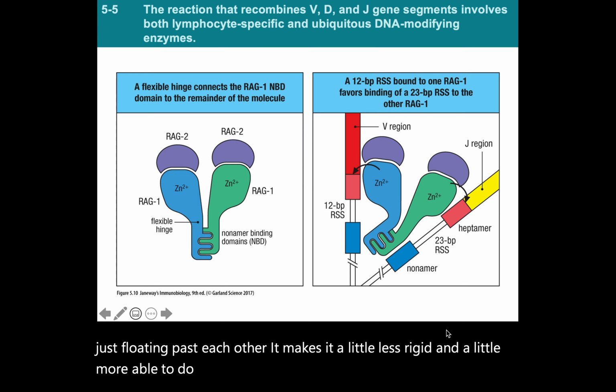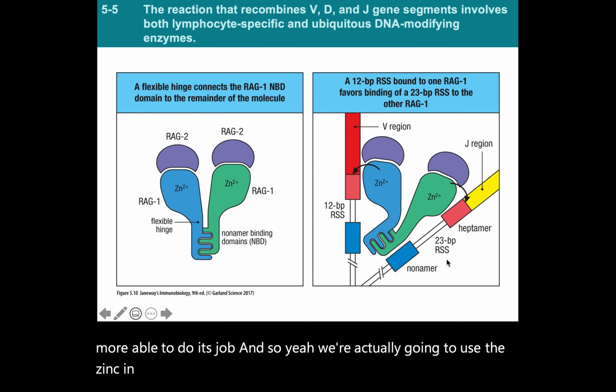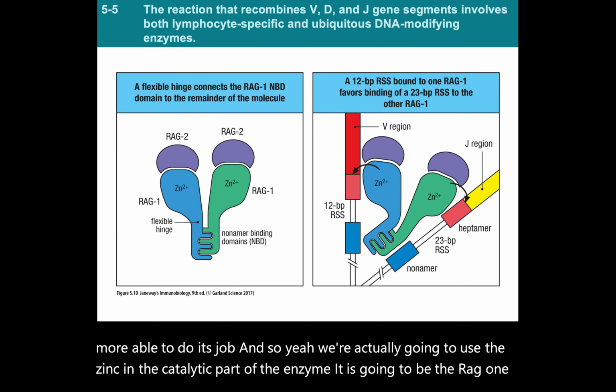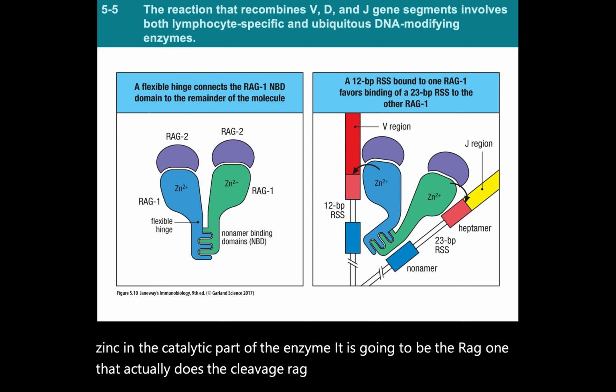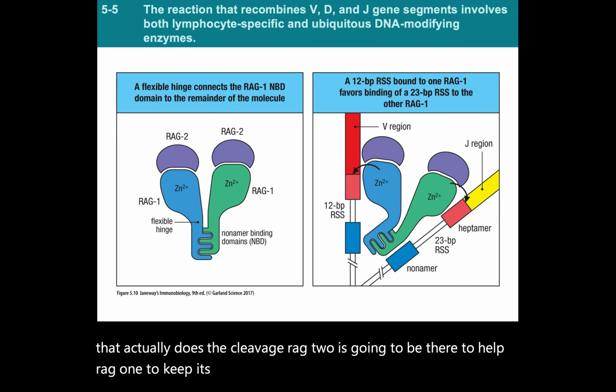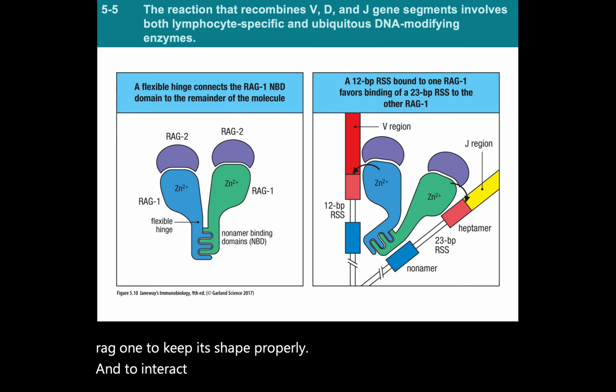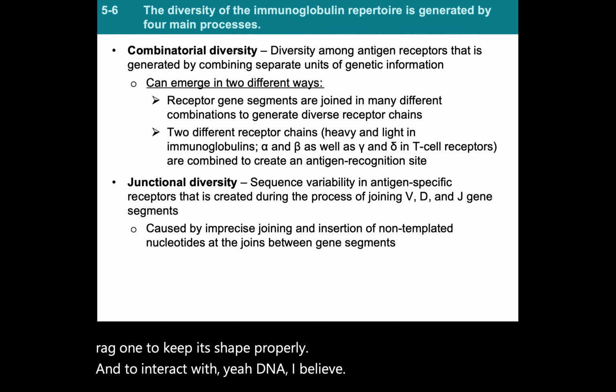And so, we're actually going to use the zinc in the catalytic part of the enzyme. It is going to be the RAG1 that actually does the cleavage. RAG2 is going to be there to help RAG1 to keep its shape properly and to interact with the DNA, I believe. Okay.